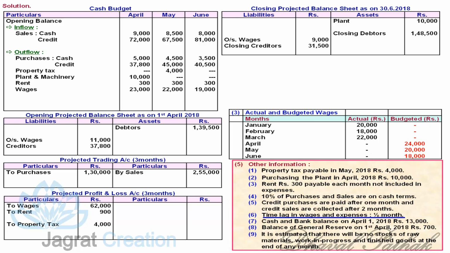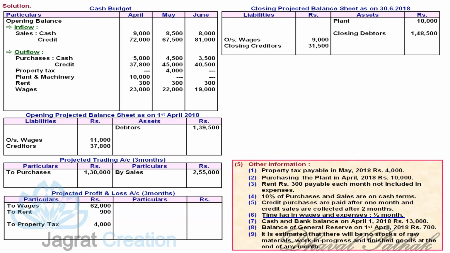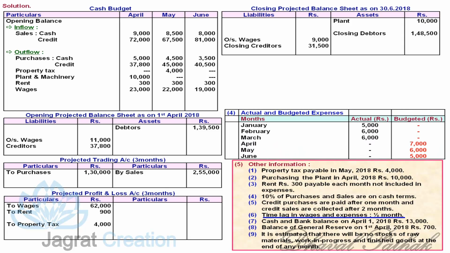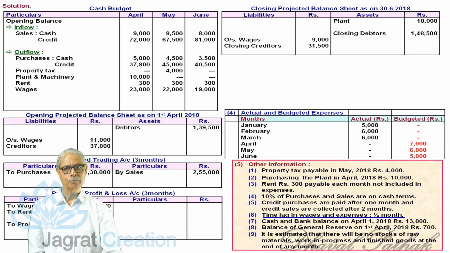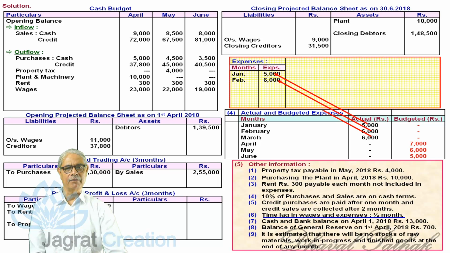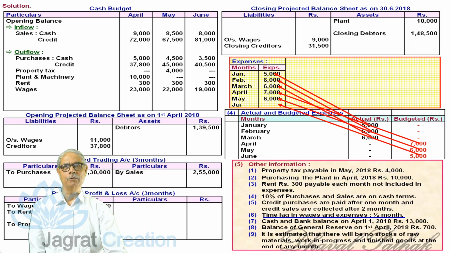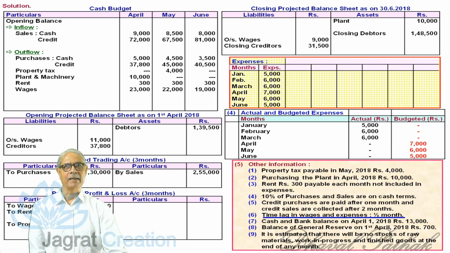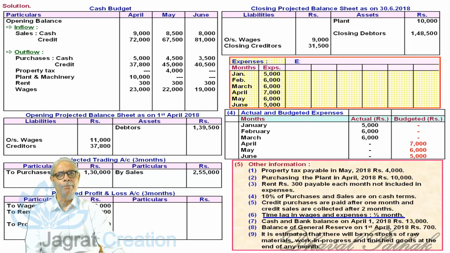Now, next point, that is of expense. Let me prepare a working note for expense. I write actual expense for January, February, March in my working note, and estimated expense for April, May and June. Time lag is how much? Time lag is half month. So half paid in the same month, half paid in the next month.